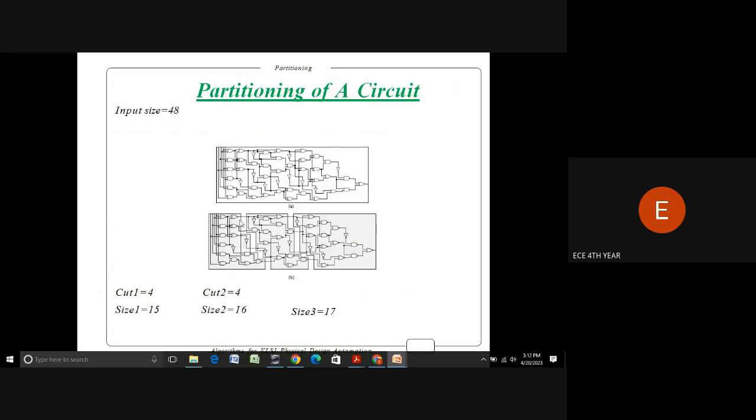Cut means that if there is partition 1, partition 2, and partition 3, then the number of lines going from P1 to P2 or P2 to P3 is known as the cut. Cut 1, cut 2. So cut 1 is 1, 2, 3, and 4. You can see cut 2 is as well 4. And the number of gates in those partitions is the size.